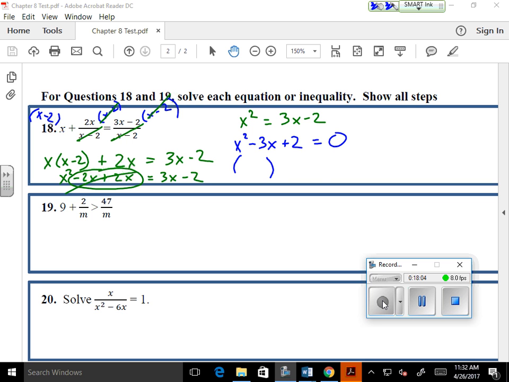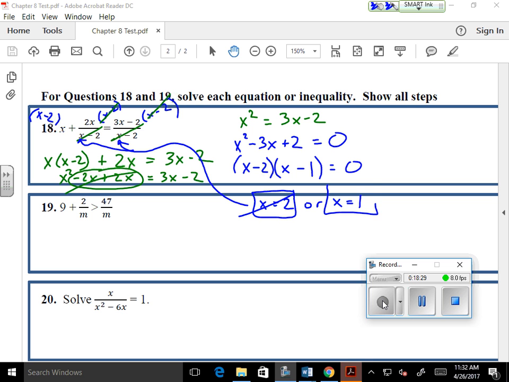And that would factor into x minus 2 and x minus 1. So that means that x could either be positive 2 or positive 1. But the reason that this won't work is because back here, it is one of our numbers that would cause us to be undefined. So that's why it can't be that, it can only be that.